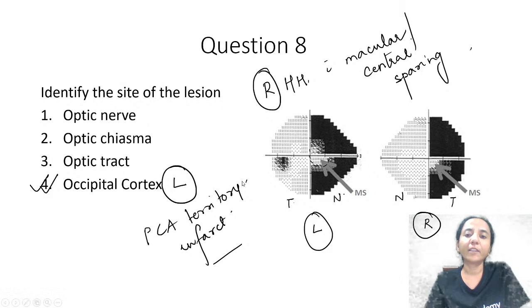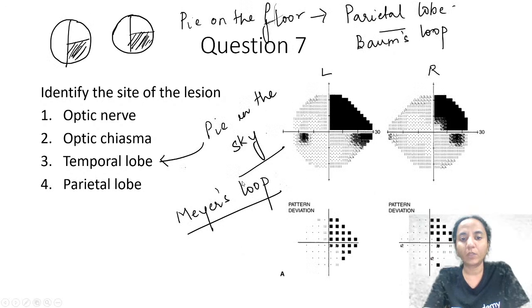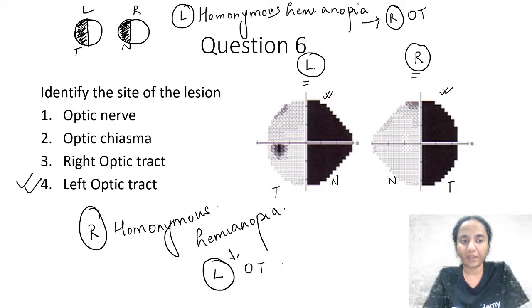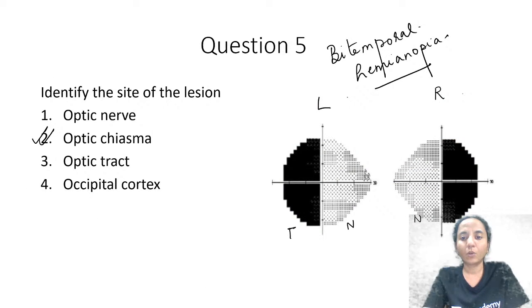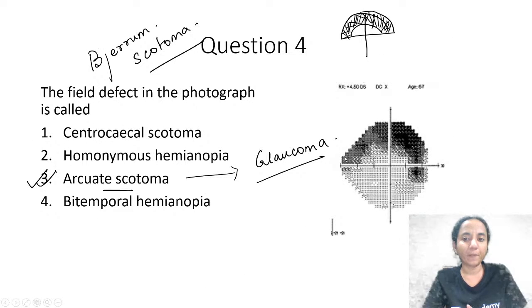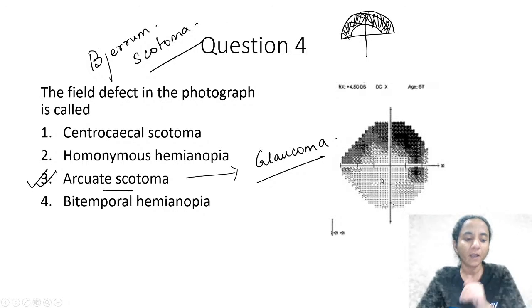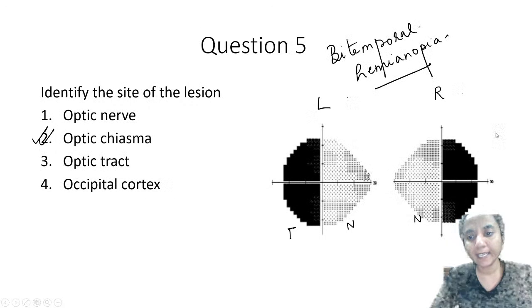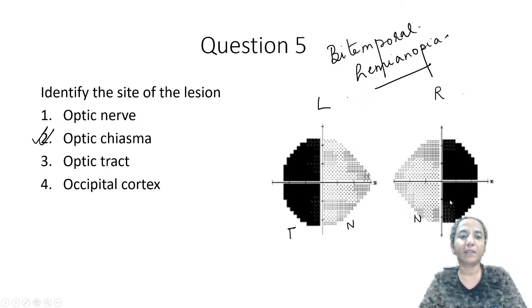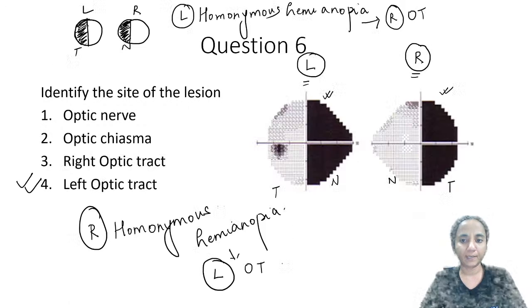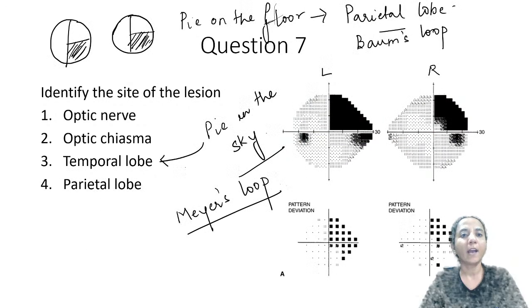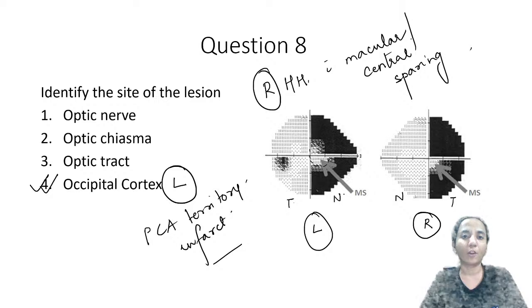Okay, so these are the neurological field defects. The first one that I showed you among the perimetry defects, as I told you, is respecting the horizontal meridian. So that's why I am going to call this a glaucomatous field defect. These are all respecting the vertical meridian, so they are neurological field defects. Okay. So we have bitemporal hemianopia, homonymous hemianopia, pie in the sky, pie on the floor, and homonymous hemianopia with macular sparing.